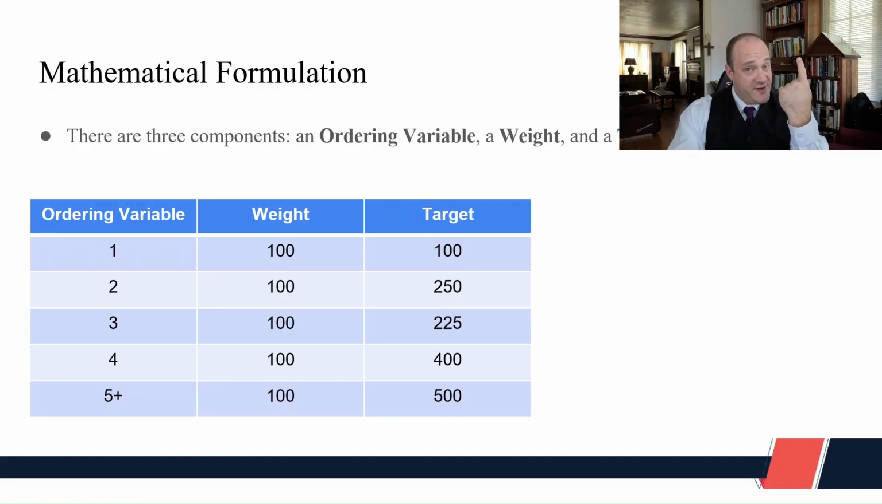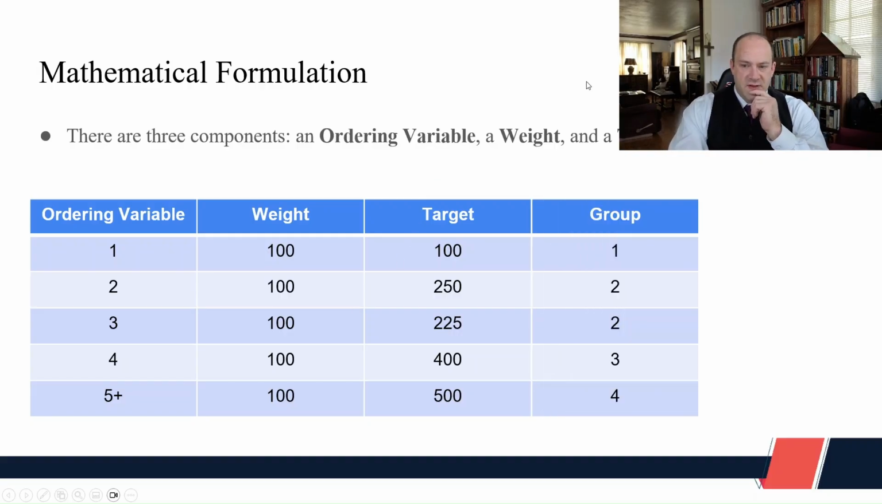You have some way that you are ordering your data, because you need to talk about increase and decrease, which means there's a sense of order. There's sometimes a weight. If there is no obvious weight, then the weight is just all ones or equal. And then there is a target variable. There's something that was seen empirically and that you are trying to group together according to the ordering variable so that things go up.